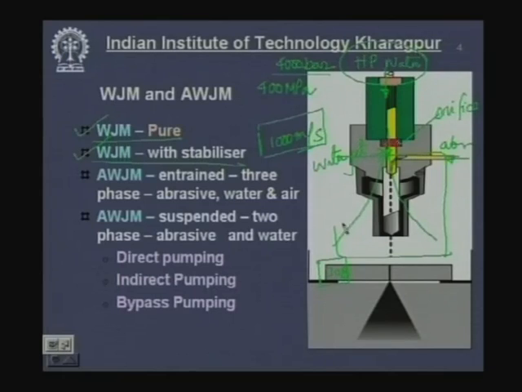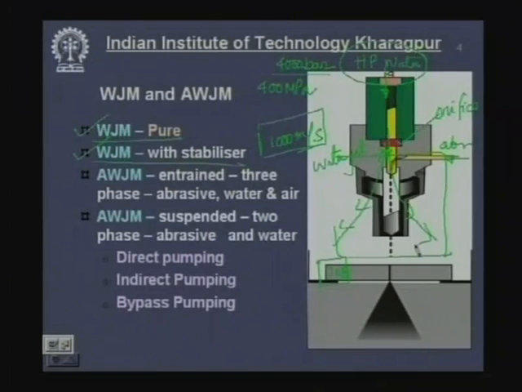When it flares out, because of entrainment of air from the atmosphere, its cutting ability, the amount of material it can cut, definitely reduces. So, we have to somehow control this flare. How do we control this flare? We add stabilizer. What are these stabilizers? These stabilizers are nothing but long chain polymers having higher molecular weight.